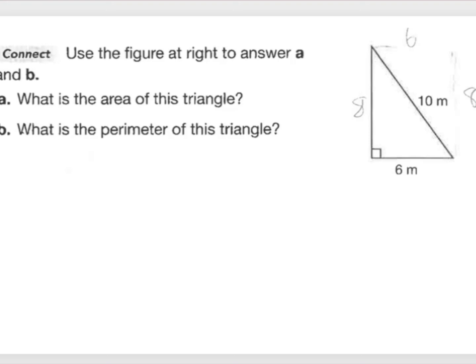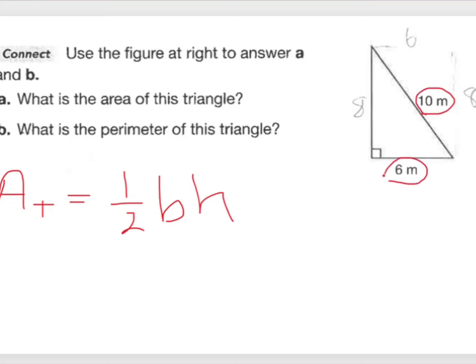Number 6, use the figure at the right to answer A and B. What is the area of this triangle? Okay, so an area, remember, area of a triangle is 1/2 base times height. Okay, what is the perimeter of the triangle? It's adding up all the sides. Okay, now, how did I figure this one out? This one's 10. This one's 6.